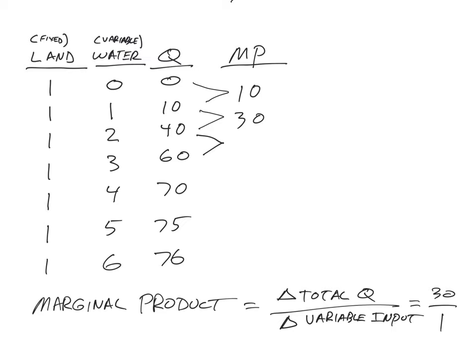Change in variable input, 2 to 3, is a change of 1. Output from 40 to 60 is a change of 20. 20 divided by 1 equals 20. And so forth. 3 to 4 is a change of 1. 60 to 70 is a change of 10. 10 divided by 1 is 10. 4 to 5 is a change of 1. 70 to 75 is a change of 5. 5 divided by 1 is 5. And 5 to 6, a change of 1. 75 to 76 is a change of 1. So the marginal product is 1.